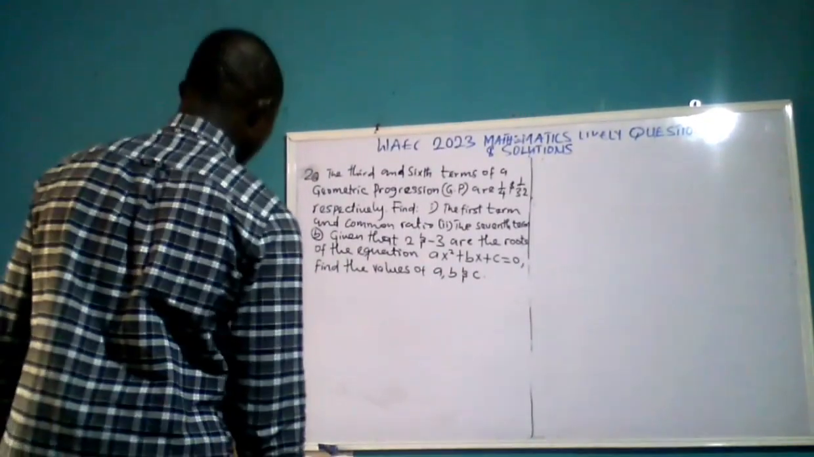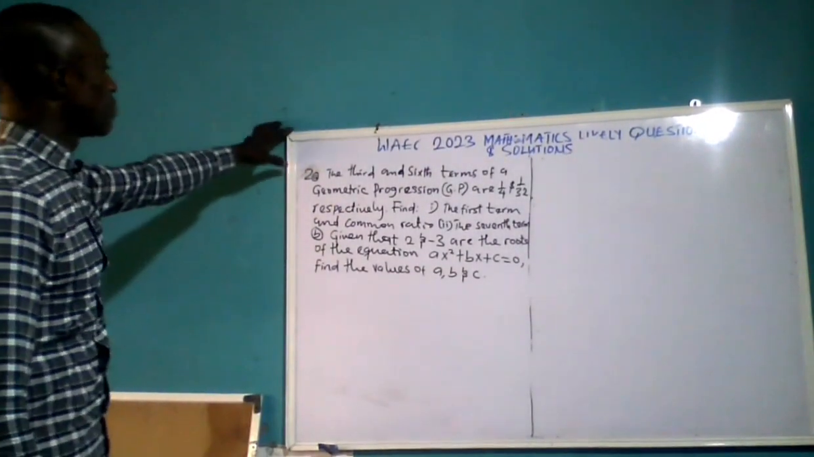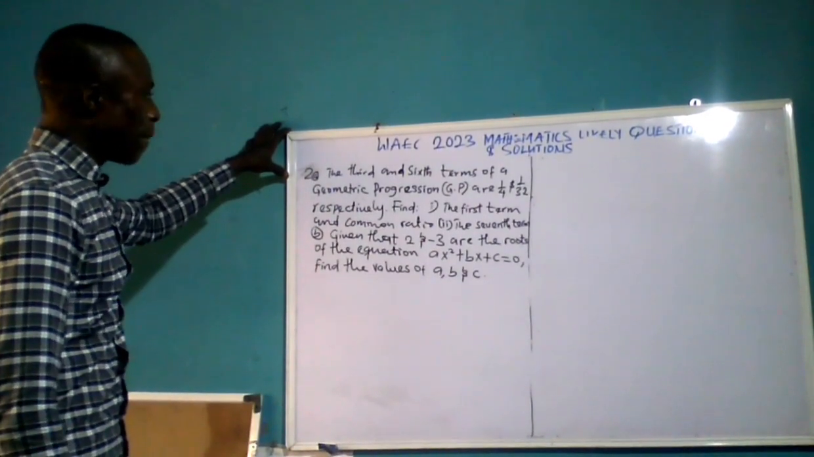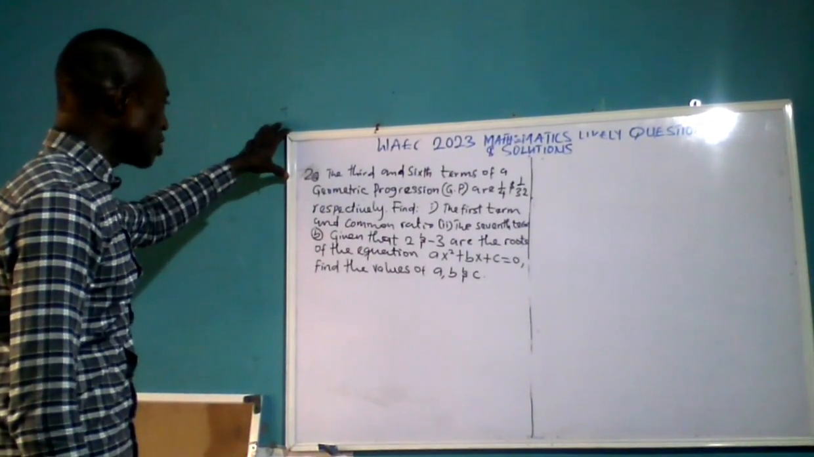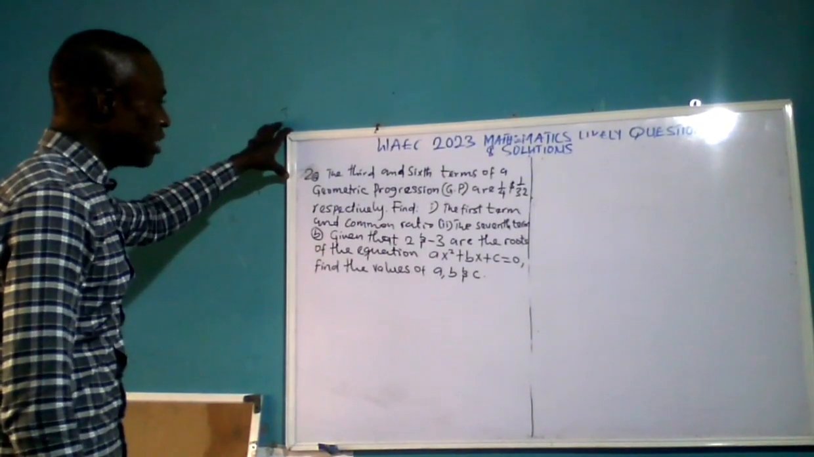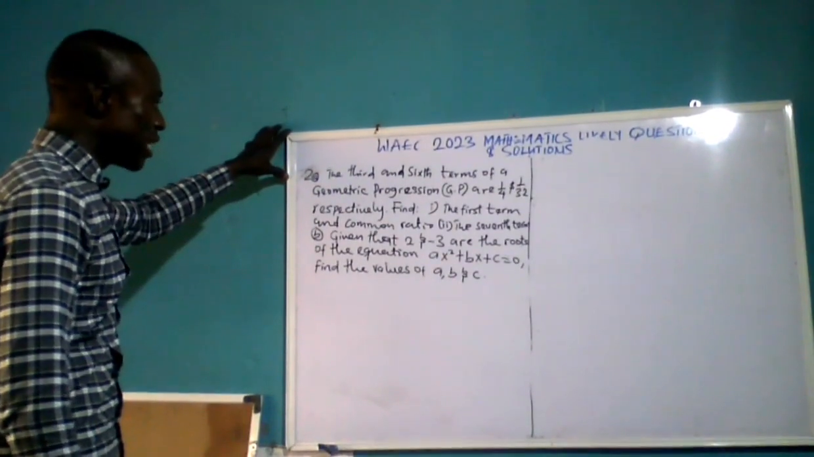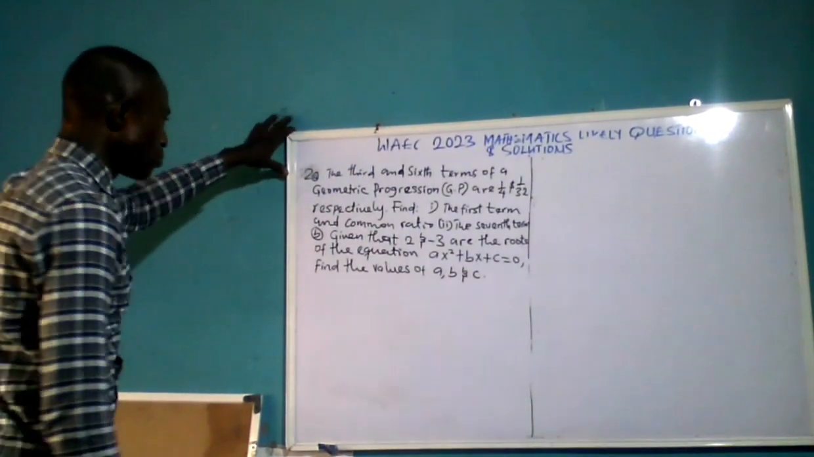Now let's take question number 2a. Question number 2a says that the third and sixth terms of a geometric progression, that is GP, are 1 all over 4 and 1 all over 32 respectively. We have to find the first term and the common ratio, that's Roman numeral 1. Roman numeral 2, we have to find the 7th term. Now, solution.